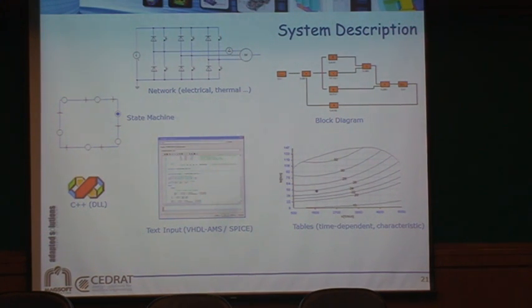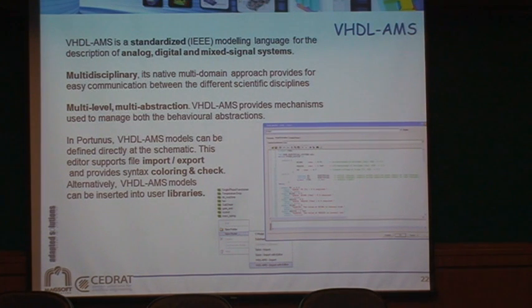VHDL-AMS, maybe you know what it is. It's a standalone language that is normalized by the IEEE. Portunus has been identified as one of the two most compliant tools on the market. The other one is Simulink or whatever. It's a company in Sweden. So know that we have real VHDL-AMS language inside there.